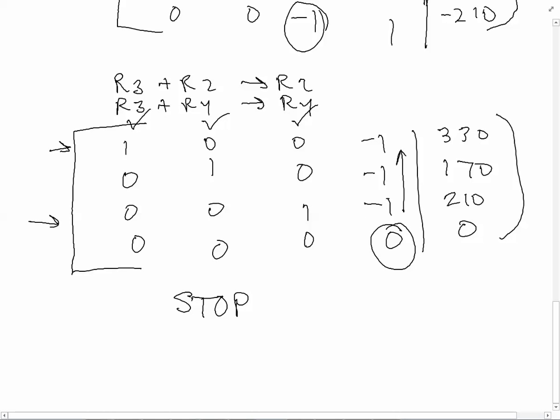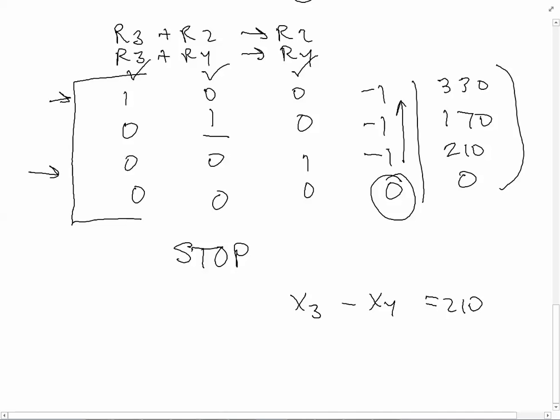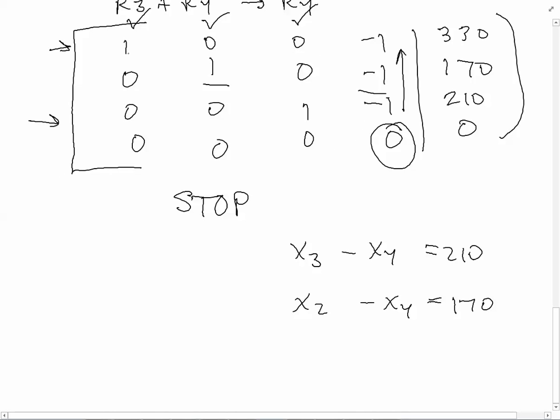So the best we can do at this point is to read off what we have right now. So right now we have that x3 minus x4 has to equal 210. It must also be the case that x2 minus x4 has to equal 170. And it also must be the case that x1 minus x4 has to equal 330.